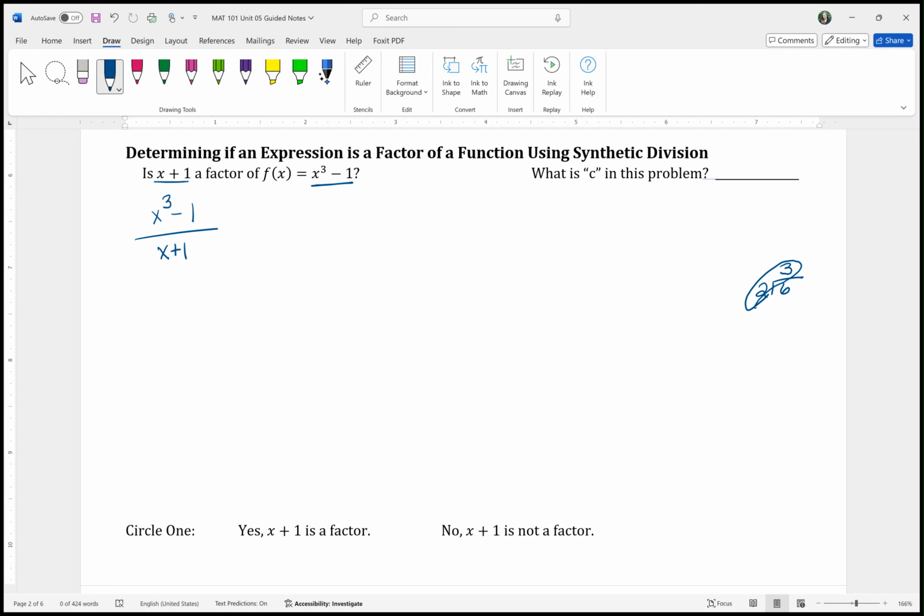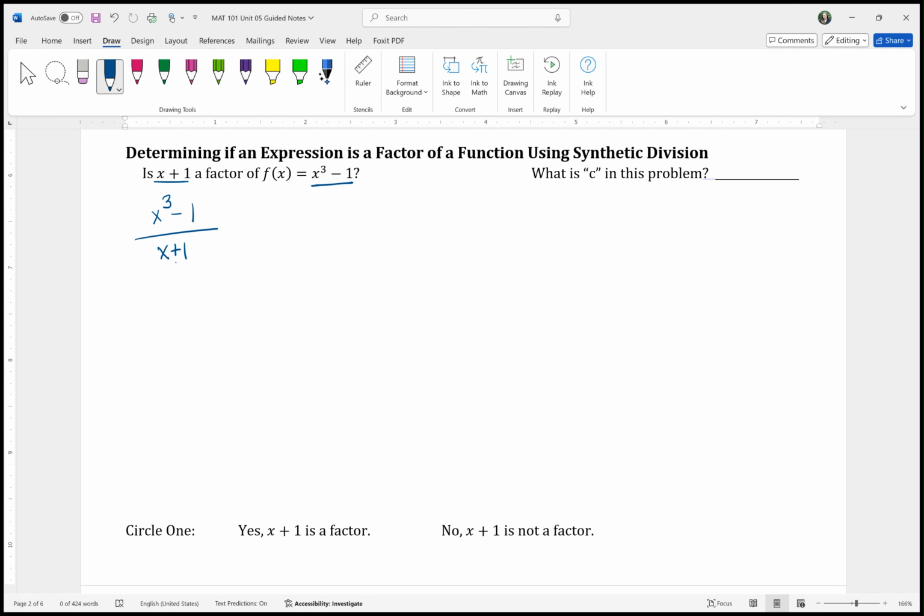Very similar to the previous question of, is a number a 0 of a function? This is similar, except here it's saying, is this a factor of this? All right, so let's talk about c first.